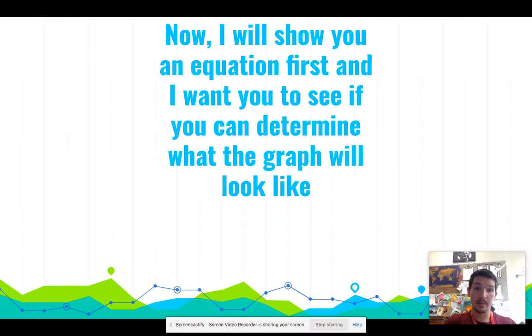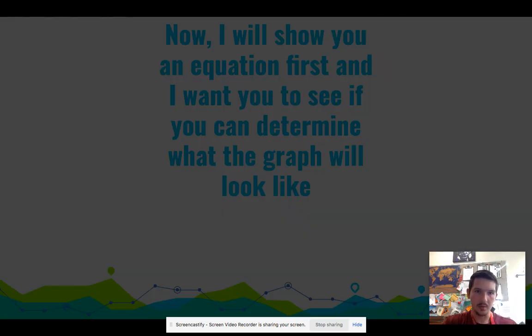So now what's going to happen is I'm going to pop up an equation, and you're going to try to determine what you think that graph is going to look like. Okay, just do your absolute best based off what you know about what our pieces are now and how it's impacting our graph. Just see how you do.